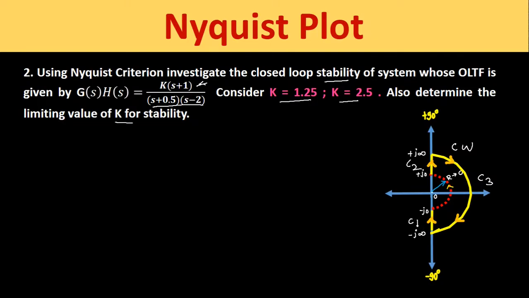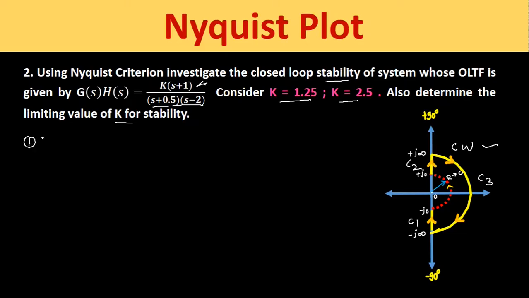Here we can see that C1 section starting point is minus j infinity and ending point is minus j0. C2 section's starting point is plus j0 and ending point is plus j infinity. And C3 section starting point is plus j infinity and ending point is minus j infinity. And we have to remember that the direction of this Nyquist path should always be considered in the clockwise direction as shown in the figure. According to the direction only we are considering the starting point and ending point.